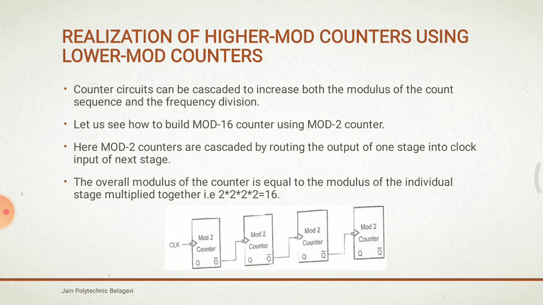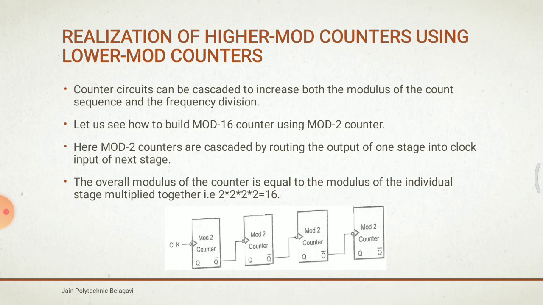Okay, so realization of high mod counters using the low mod counters. See here, the counter is a circuit that can be combined to increase both the modulus of the counter sequences and the frequency divisions. You can see how to build the mod 16 counter using the mod 2 counter. Here mod 2 counters are cascaded by routing the output of one stage into the clock input of the next stage. The overall modulus of the counter is equal to the modulus of the individual stages multiplied together, which gives 16.